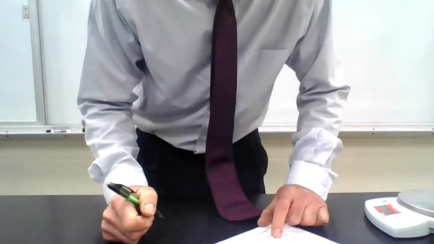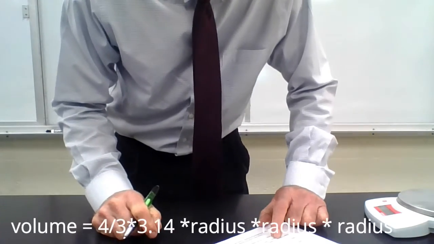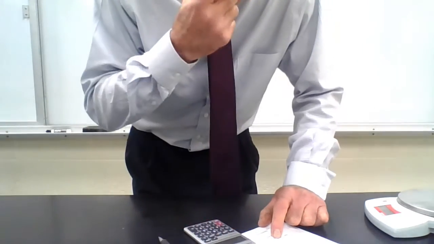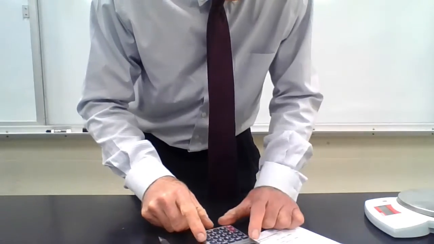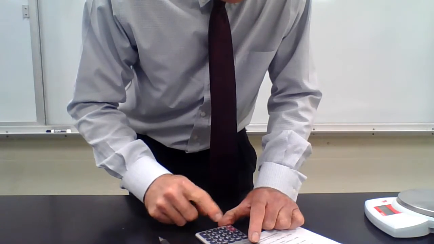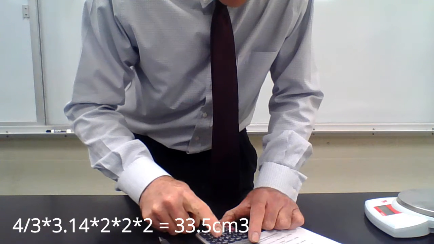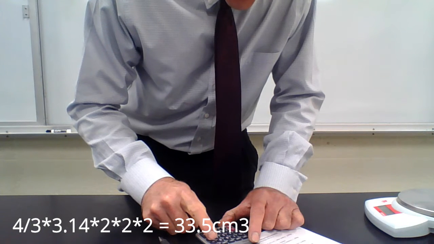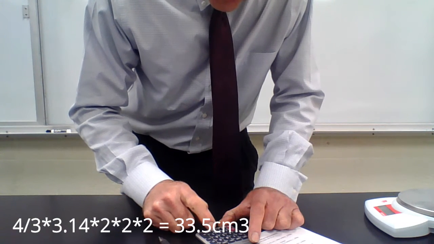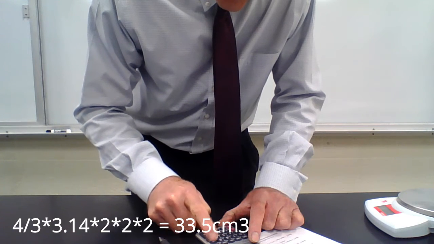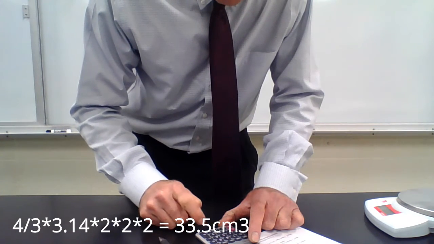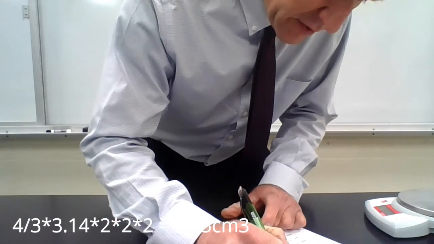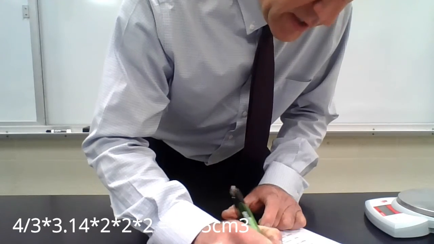If I go down to step 6, it says calculate the volume of the small ball. The volume of the small ball is 4/3 pi times radius cubed. And I'll try that on the calculator here. 4 divided by 3 times 3.14 times 2 times 2 times 2, or 2 cubed. I have that at 33.5. The volume is 33.5 cubic centimeters.